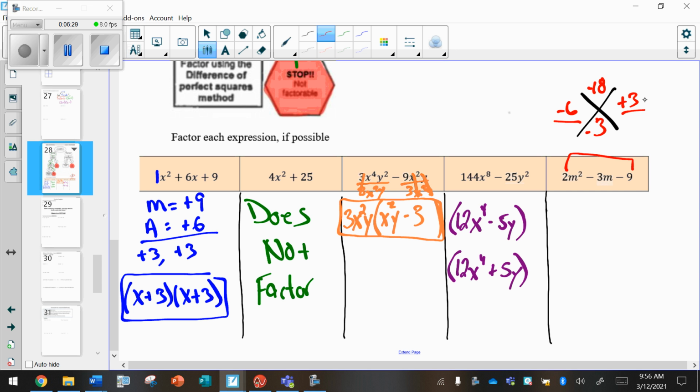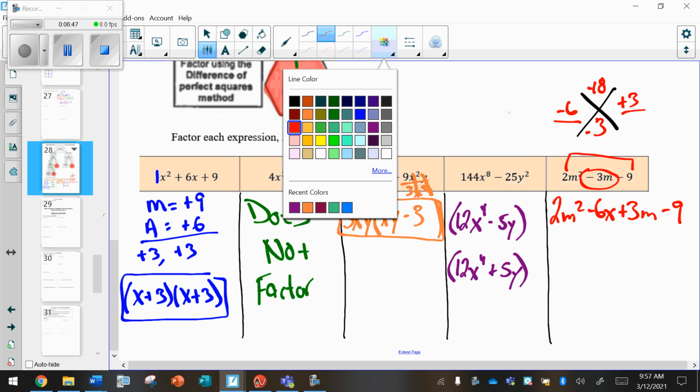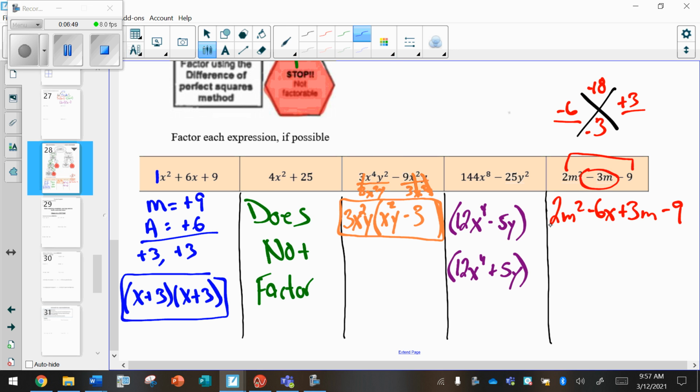So what we do, if you remember correctly, we bring down the 2m squared. The 3m that was in the middle was created by the negative 6m plus 3m, the numbers that we just found, and then bring down the negative 9. Now it's just a matter of GCF with the groups. So group, and then factor out the greatest common factor. So for the first two, just notice I accidentally wrote an X.